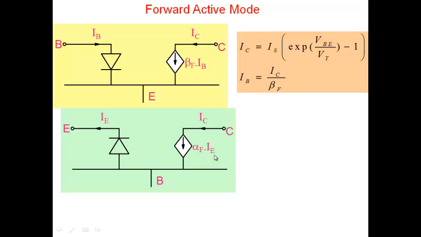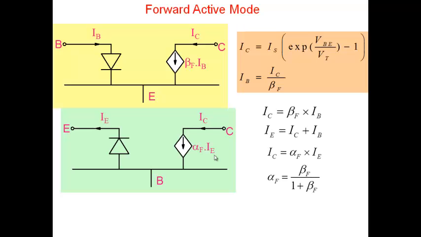Okay. Now, how do I find alpha F? Well, we are talking about forward active mode, so we know IC is equal to beta F times IB. We also know the emitter current is the sum of the collector and base currents. IE is IC plus IB, which is evident from this picture. IB flows here, IC flows from here, the two currents combine together and come out as IE. So IE equals IC plus IB.